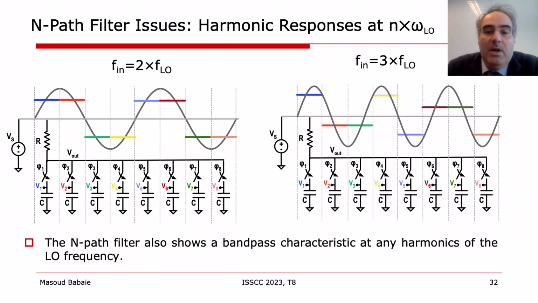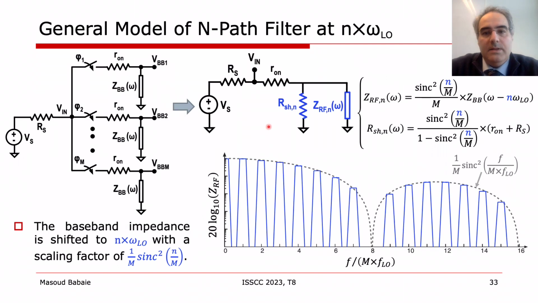Even if we apply a signal at the third harmonic of LO frequency, we see its staircase approximation at the output node. In general, the M-pass filter shows bandpass characteristics at any harmonics of the LO frequency. As a result, we update our model to include the harmonic responses of the M-pass filter.